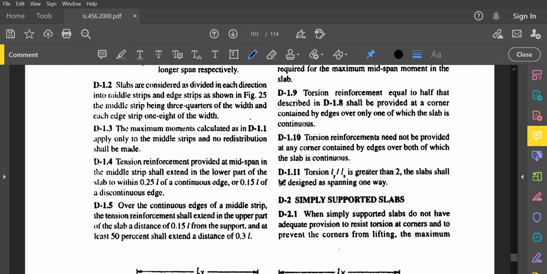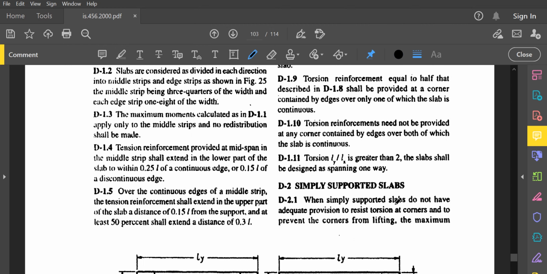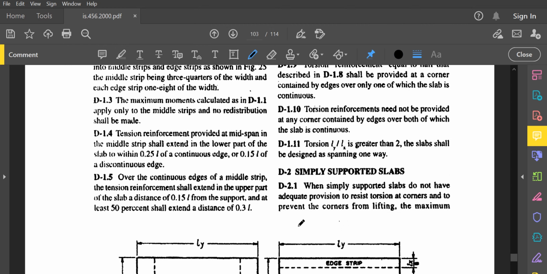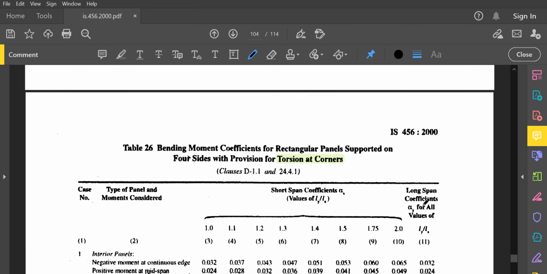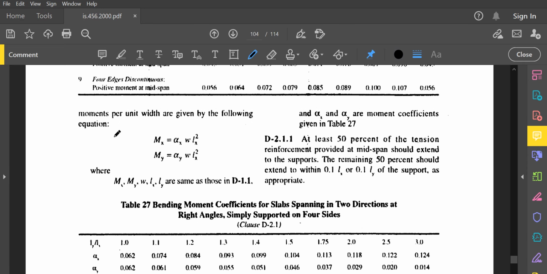Now when we come to D-2, that is simply supported slabs. When the slab supports do not have adequate provision to resist torsion at the corners and to prevent the corners from lifting, the maximum moments per unit width are given by the following equation: Mx is equal to alpha x into w lx square and My is equal to alpha y into w lx square.